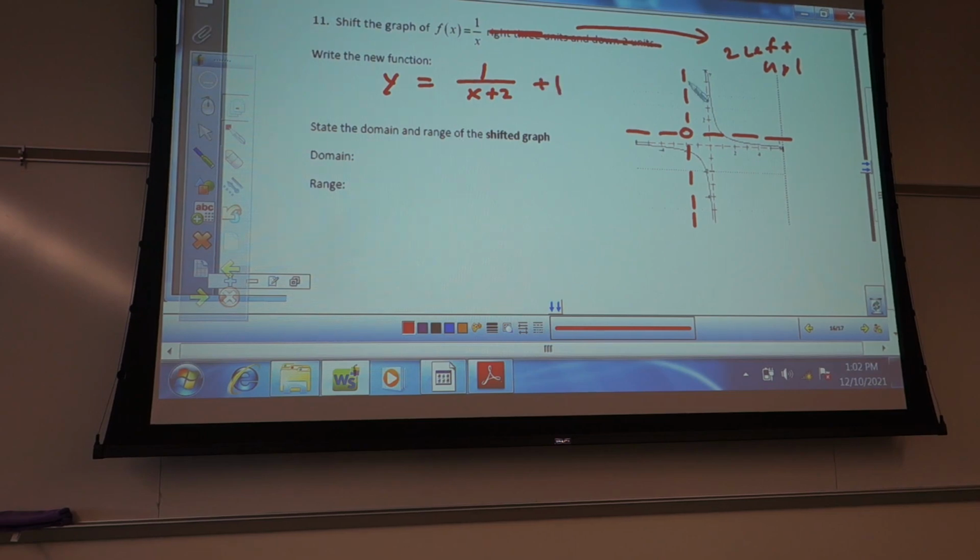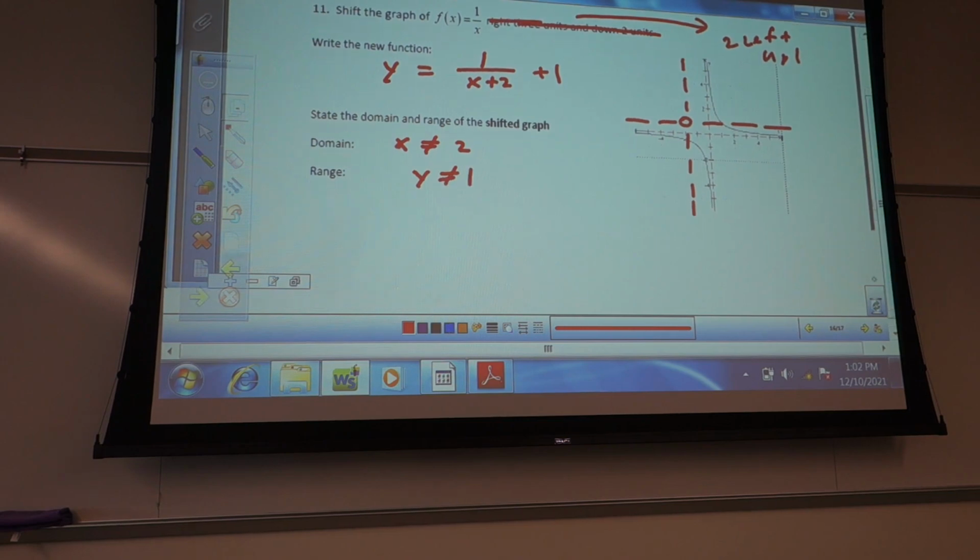What's my domain and range? Well, what can x not be? Look at my picture. X can't be negative 2. Y can't be what? Y can't be 1. If I asked you for asymptotes, the asymptotes would be at x equals negative 2 and y equals 1.